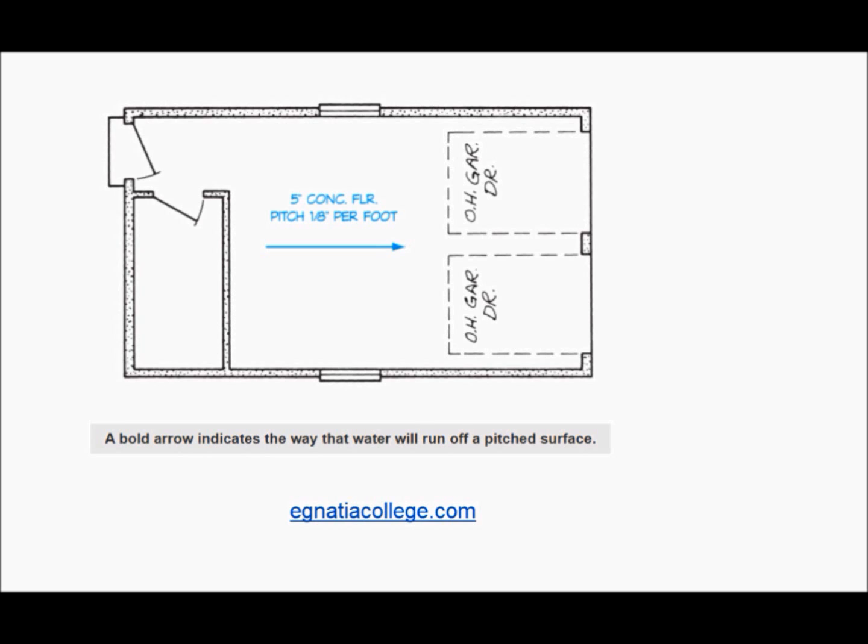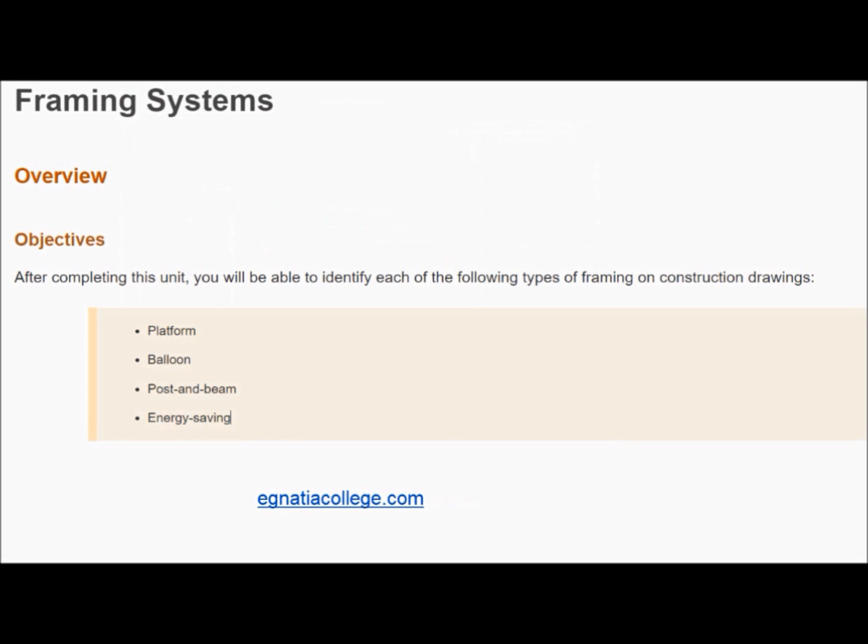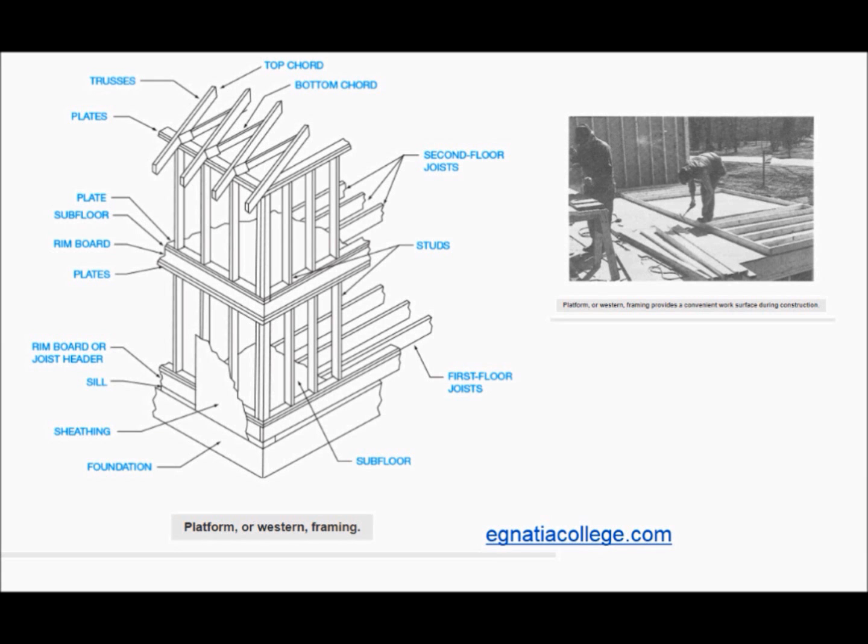Framing systems. After completing this unit, you will be able to identify each of the following types of framing on construction drawings: platform, balloon, post and beam. Energy saving. Platform framing.